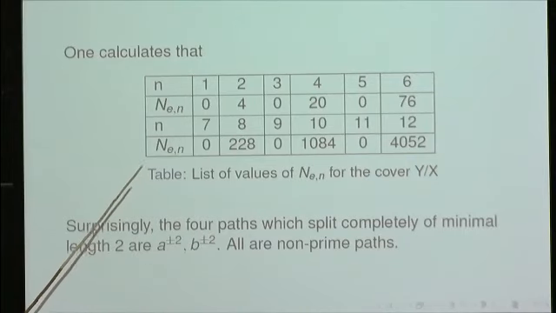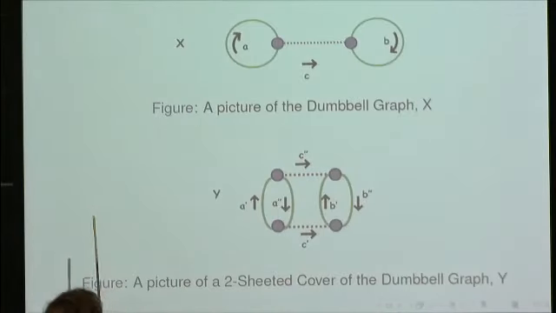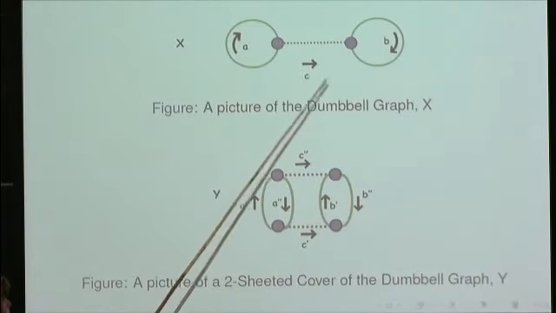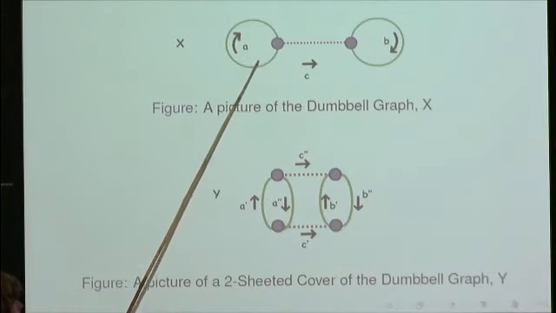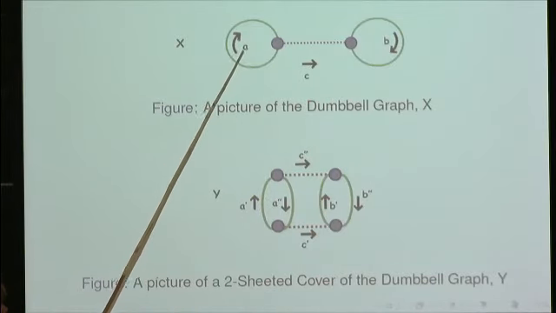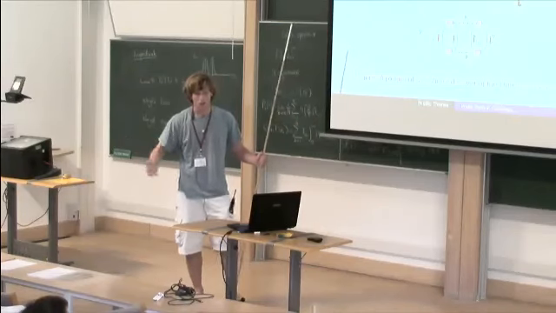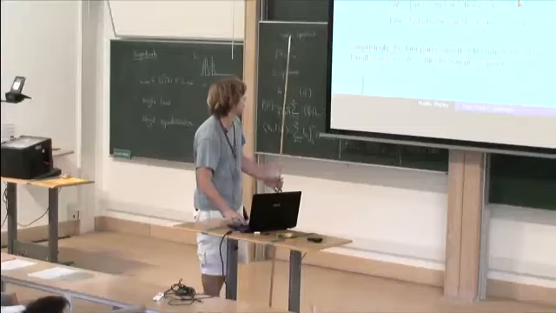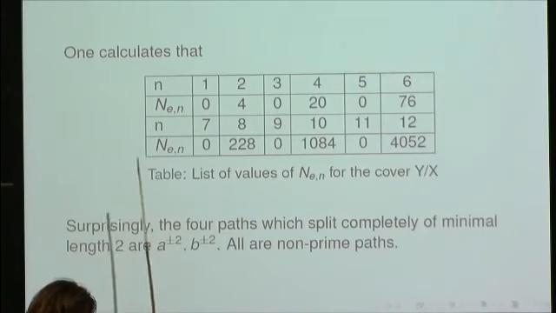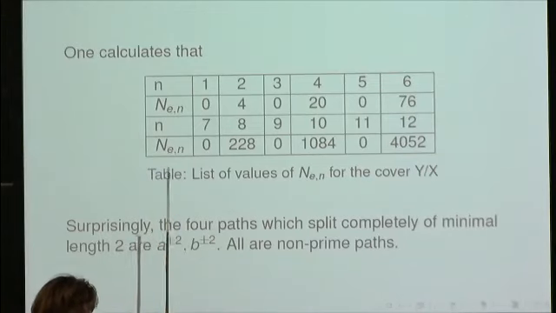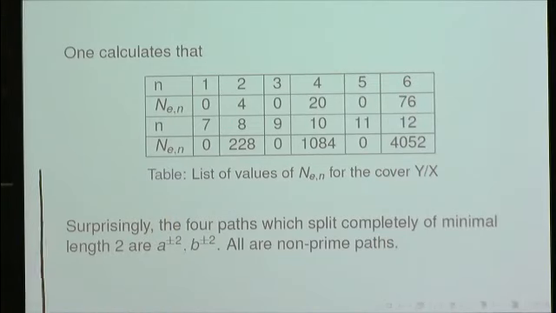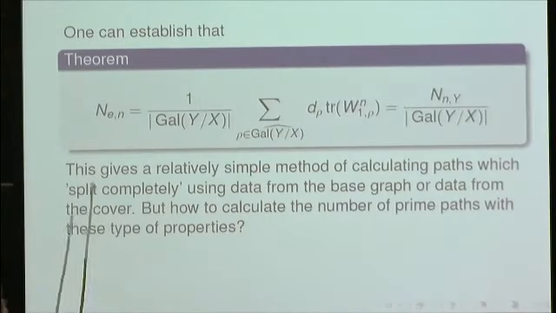Immediately what you notice is there are supposedly 4 paths of length 2 which split completely. So you look at the base graph and it's like, well, there are actually only 4 closed paths in X total, and it's either this edge squared or its inverse squared, or this edge squared or its inverse squared, none of which are prime paths. Which is kind of surprising, because in just working in one graph, any closed path is going to give rise to a smaller prime path. So what do we do?